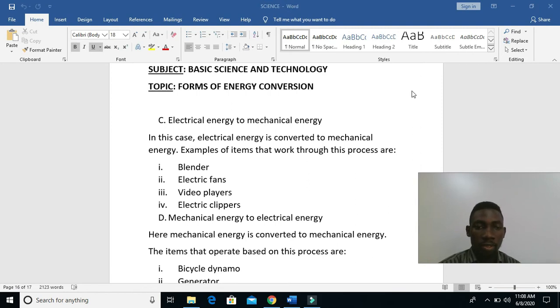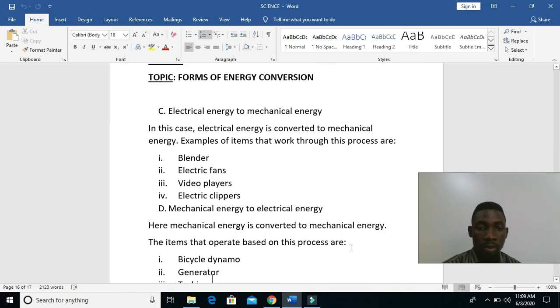And the last one is mechanical energy to electrical energy. That's the opposite of the one we just talked about. From being a machine to bringing electricity. Like from a particular movement of a machine, bringing about electricity. That's mechanical energy to what? Electrical energy. Now here, mechanical energy is converted to electrical energy, and we have some items that operate based on this process.